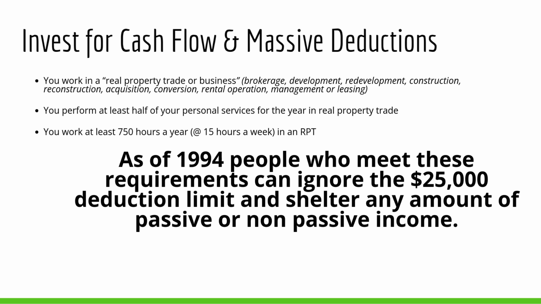So the rule was modified in 1994, and it eliminated that cap and basically said, as long as we meet those criteria, we can write off as much of our income as we can possibly accumulate in depreciation. So what that means is everybody on this call who meets those three criteria, if you can go out and accumulate enough real estate that produces enough depreciation to cover all of your income, you would no longer pay taxes on any of your income.